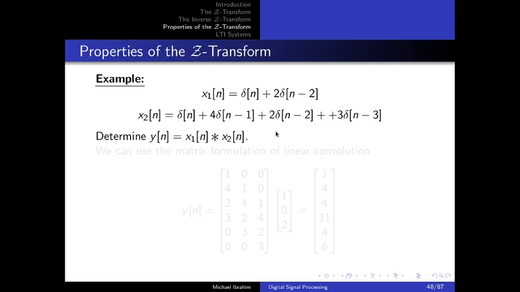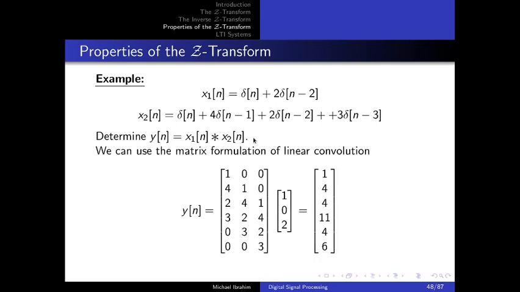So the question is asking us to determine the linear convolution of x1 and x2. We can use the matrix form, of course. We have discussed this in the first chapter of this course. If we choose x1 to be the signal that remains as is, we will get 1 and then 0 and then 2. This 0 represents the sample value at n equals 1. And then we use the sequence x2 to form the matrix here. So it's 1, 4, 2, 3, 1, 4, 2, 3, and then we append 2 zeros.